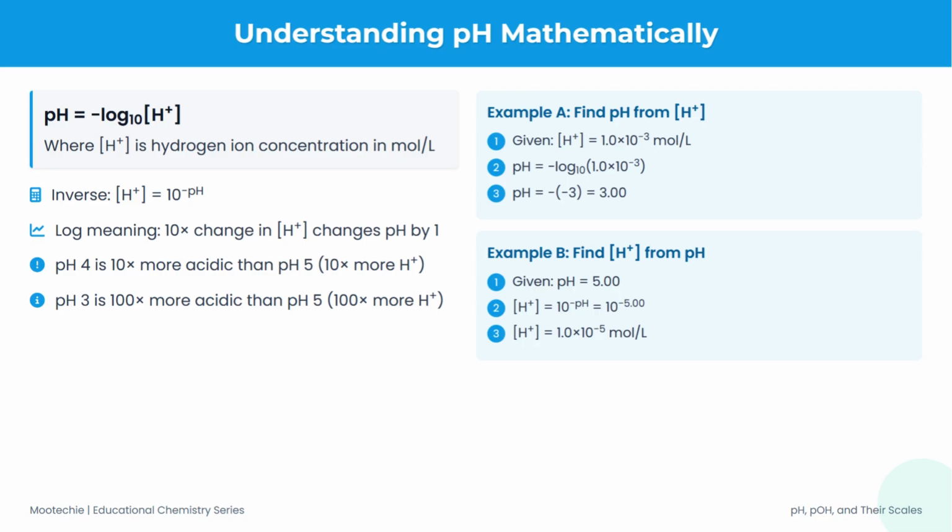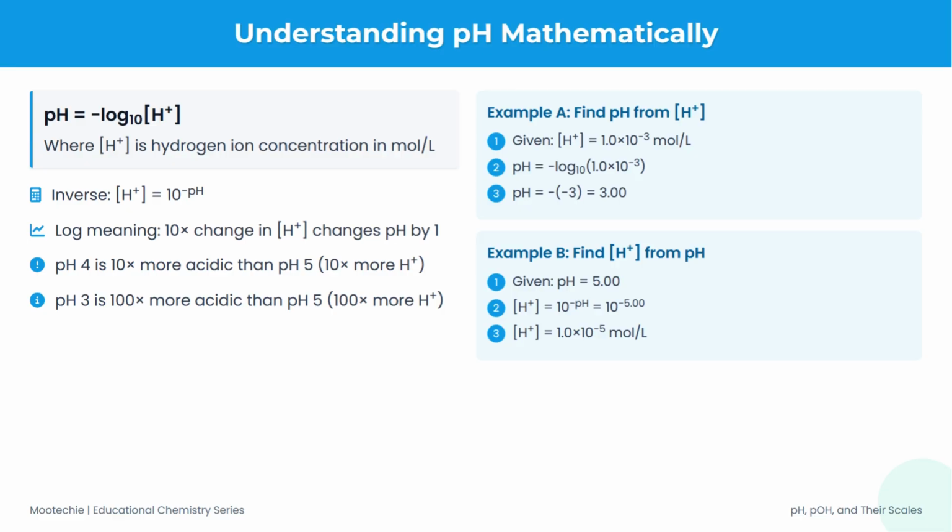Let's try an example to find pH from concentration. If the hydrogen ion concentration is 1.0 times 10 to the negative third moles per liter, we plug it into the formula. pH equals negative log of 1.0 times 10 to the negative third. This calculates to negative times negative 3.0, which is positive 3.0. So the pH is 3.00.